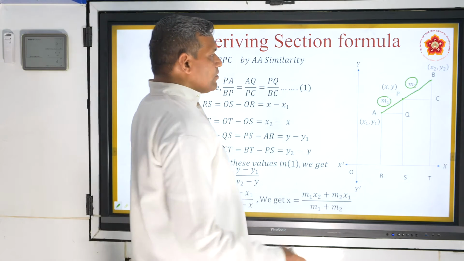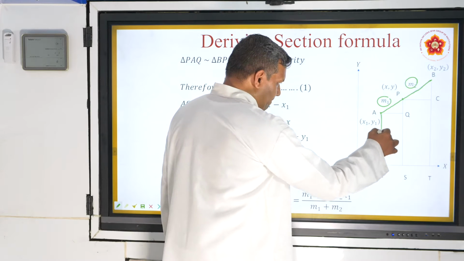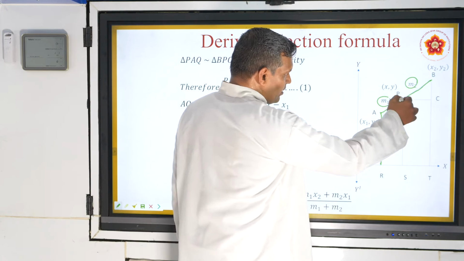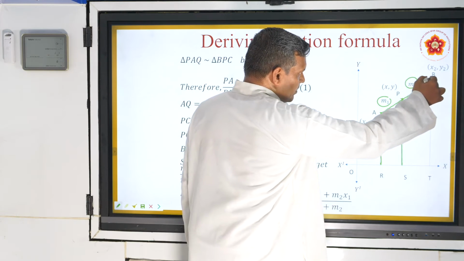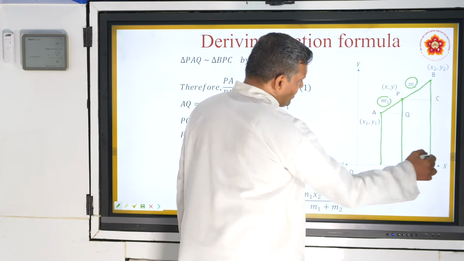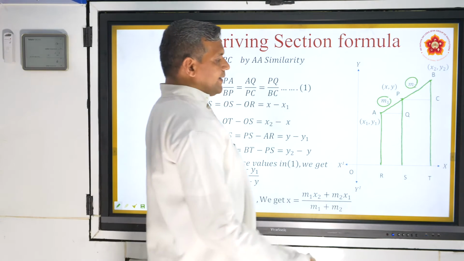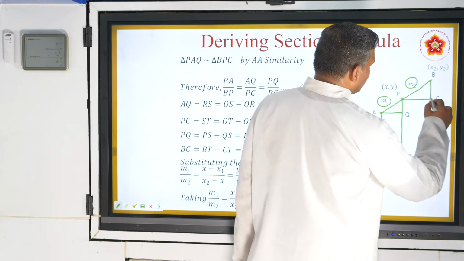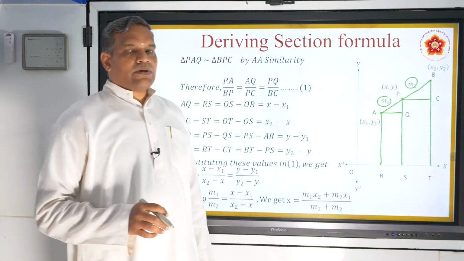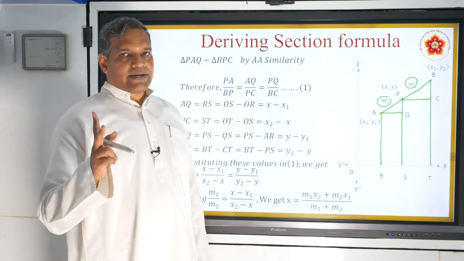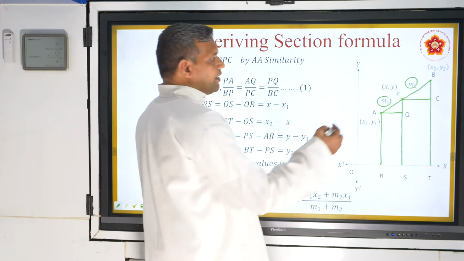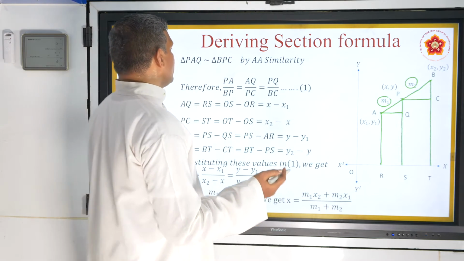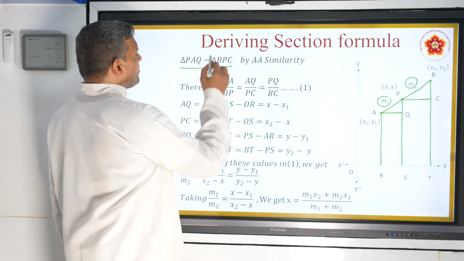Observe what I did. I drew a line parallel to y, or perpendicular to x, from this point, this point and this point. So I've drawn 3 lines. Next, what else did I do? I drew parallel lines to the x-axis from here to here, here to here. By doing so, I created 2 triangles. Now check the names of the triangles: PAQ, BPC.